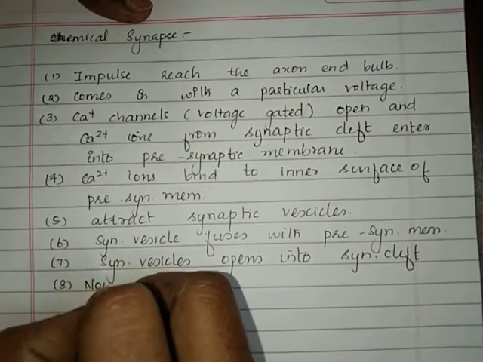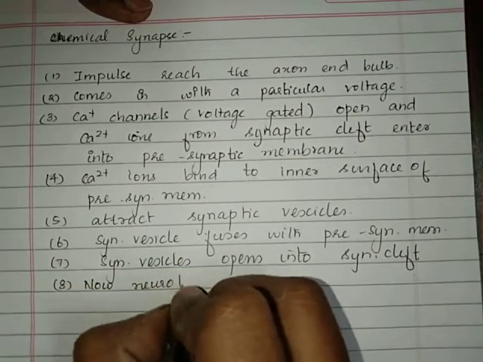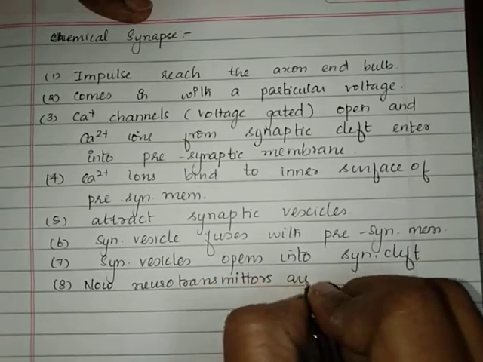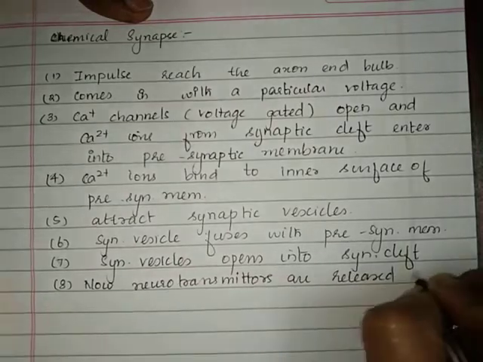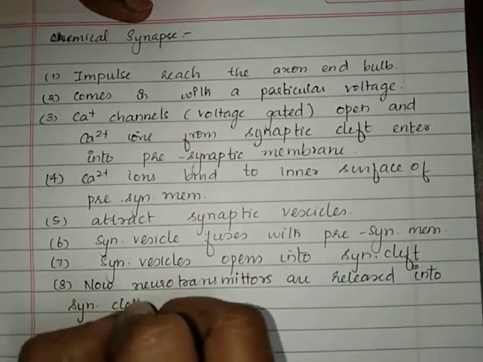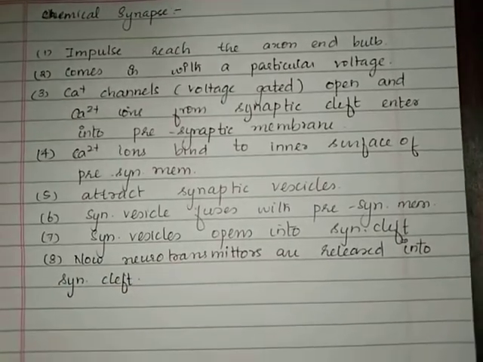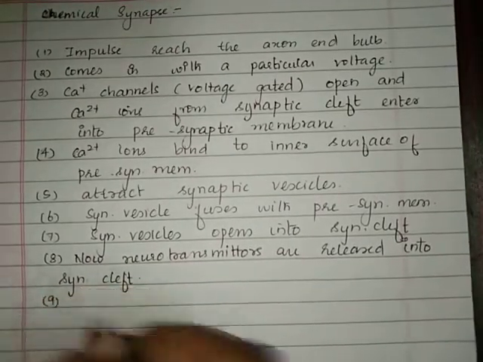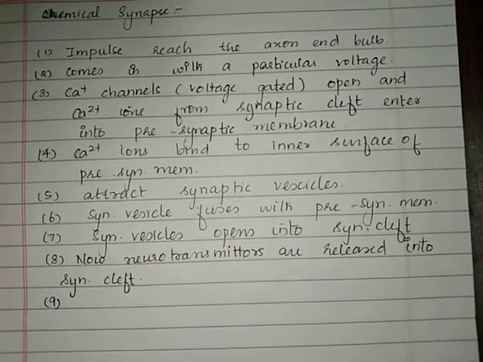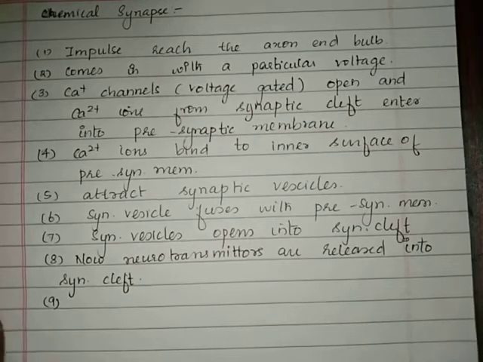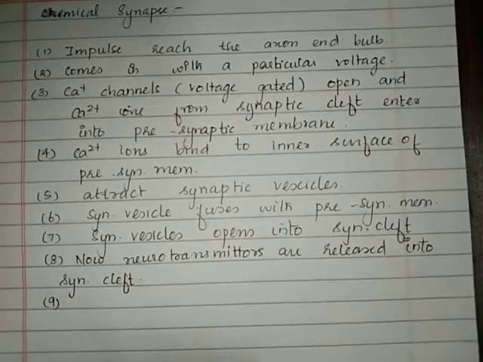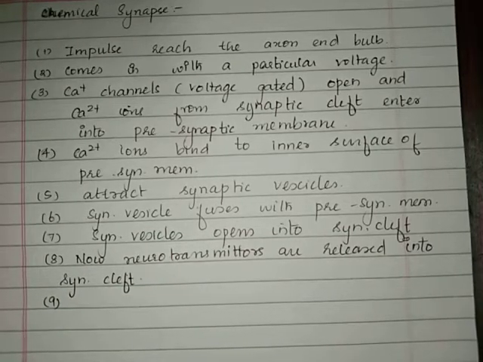So now neurotransmitters are released into the synaptic cleft. Why are they released outside? The main thing that helps in the release of synaptic vesicles into the cleft is the voltage that is causing the calcium to flow inside. Because of this, it is going to release the neurotransmitter. So now neurotransmitters will be released at a particular voltage.